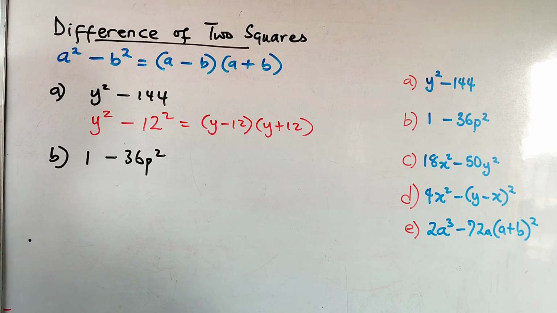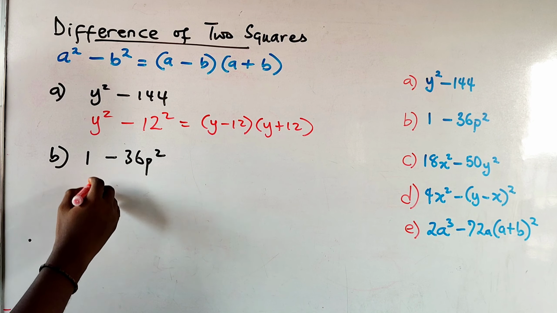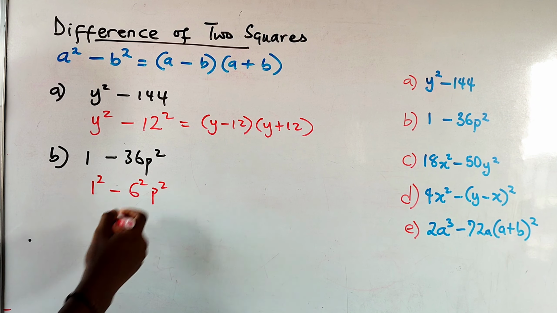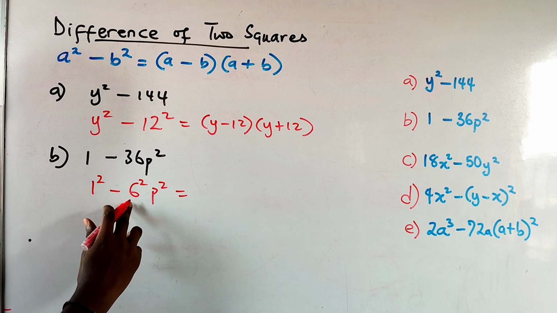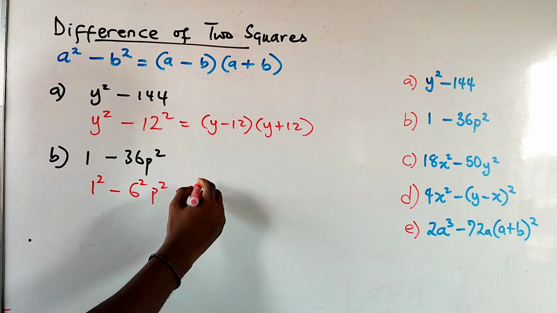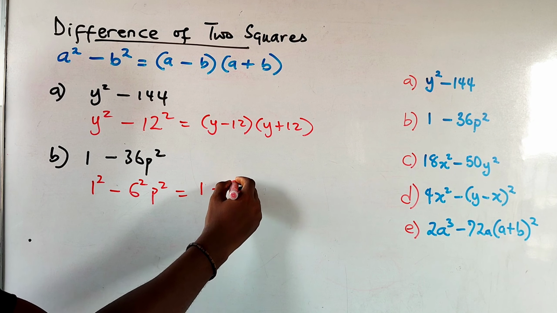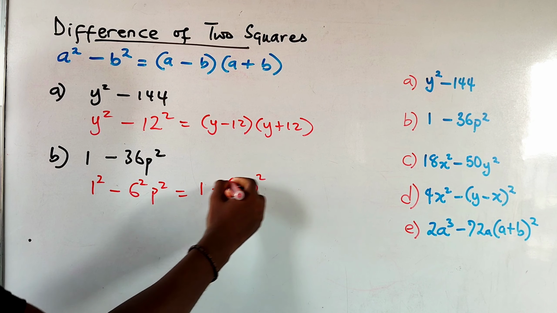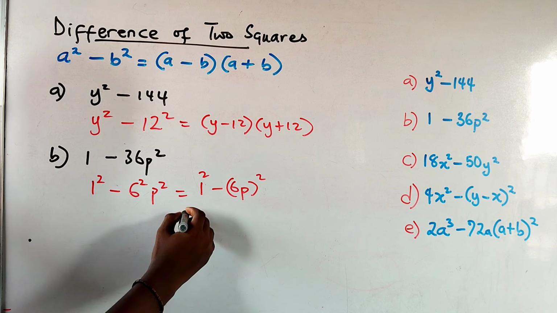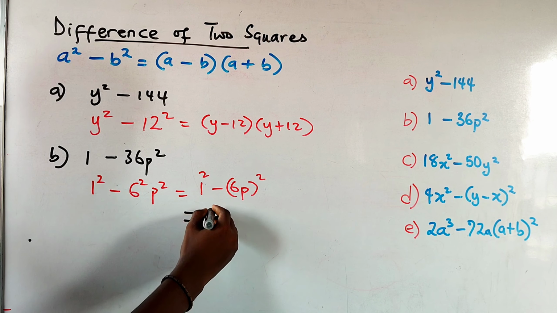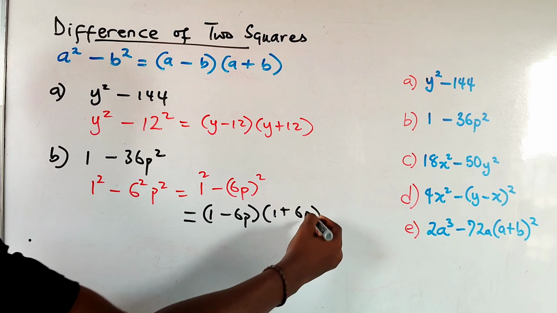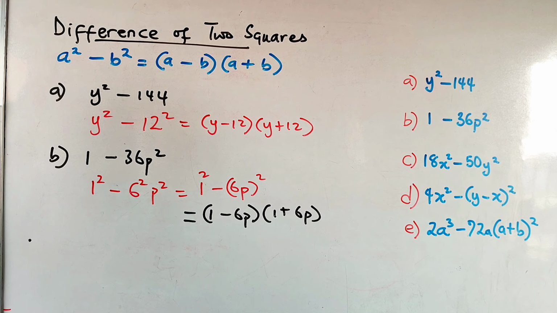The second one, 1 minus 36p squared. Now here again, my task is to make sure I have squares. So 1 is 1 squared, 36 is 6 squared, and p squared is p squared. So I have squares on both sides of the minus sign. Okay, so I could write it like this to make it a little clearer. So you have 1 squared minus (6p) squared. Since I have that, that will give me 1 minus 6p and 1 plus 6p. And that's the answer to that question.